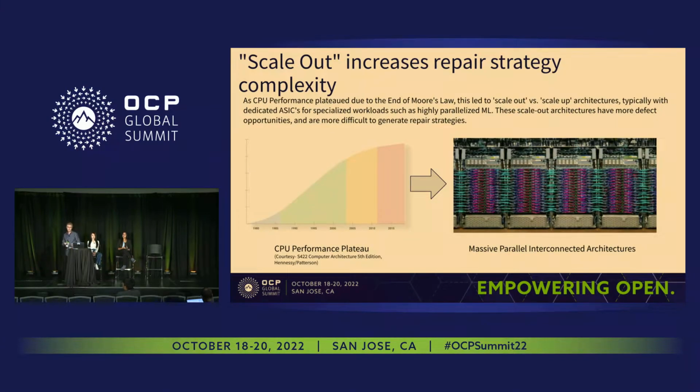In addition to that, we also have scale out. You've heard over and over that Moore's Law is over, right? I don't know if that's true or not, but I can say that we're certainly building more and more scale out architectures as opposed to scale up architectures. This is usually dedicated ASICs running generally ML or video acceleration workloads. And all of these scale-out architectures, they have more defect opportunities because they have massive numbers of interconnects, right? You can imagine if you've got something that looks like this, and any picture that we show you is old, so what we have now looks even worse, and you can imagine how difficult it is to find a problem in this rat's nest of cabling.